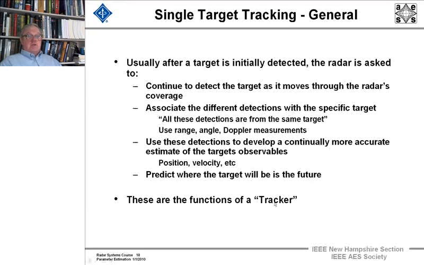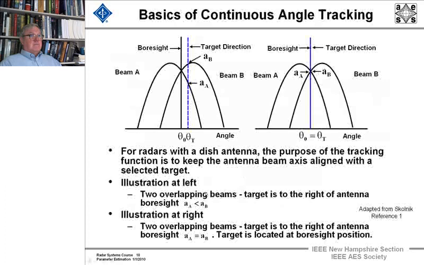And these are the functions of a tracker generally. There'll also be the function, when you don't get any more detections, to terminate the track, or to coast the track because you might not have enough signal to noise ratio for one reason or another, and we'll get into that stuff later. But generally, these are the 4 functions of a tracker.